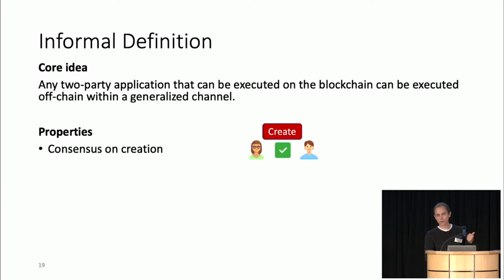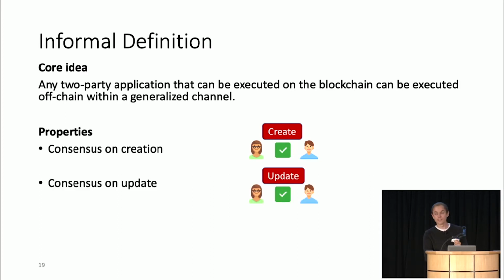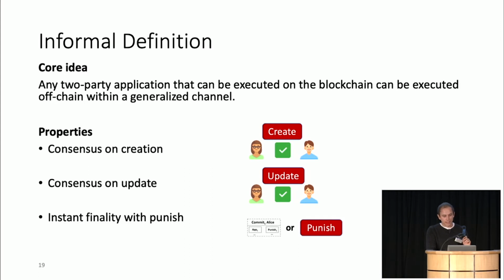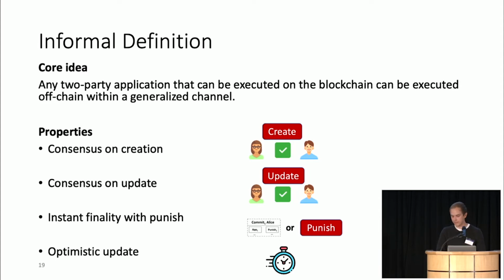So we have consensus on creation and consensus on update, which are pretty self-explanatory. Just that the two parties have the same view on creation and update. We have instant finality with punish, which means that at any given time, an honest party can always either get their actual balance that they have stored within the channel, or they will get the full amount via the punishment. And finally, we also have an efficiency property: optimistic update means that it only takes a bounded amount of time.